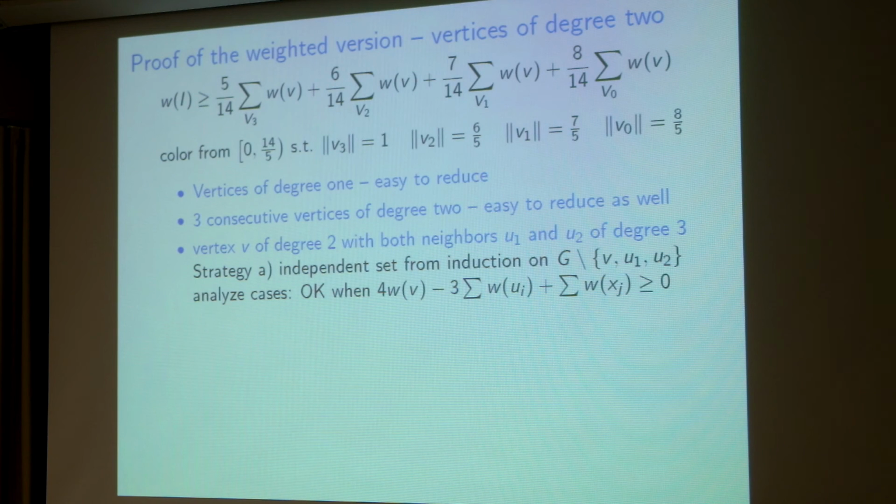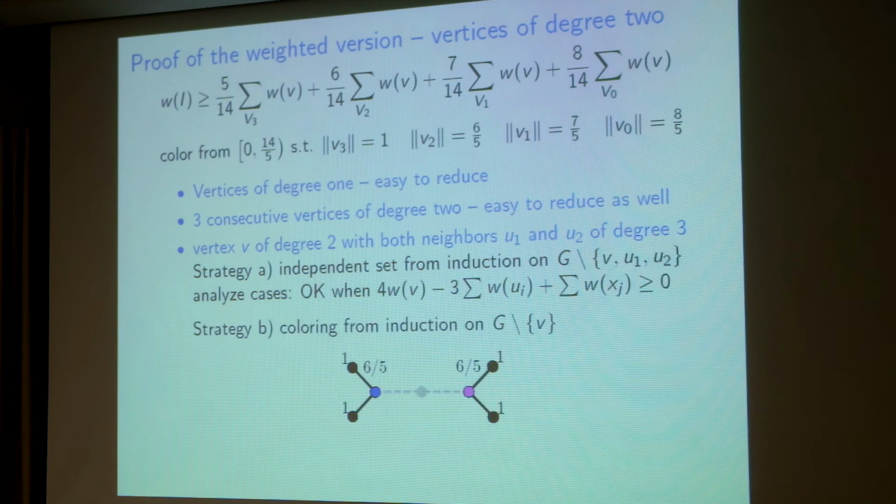So this strategy would work perfectly if there is some relation between the weights of the vertices V, U1, U2, and the remaining neighbors of the vertex U1 and U2. So if such an inequality between the weights is satisfied, I'm in good shape. So what do I do in the other case? Let's try to use the other induction hypothesis we have, the coloring hypothesis rather than the weighted independent set hypothesis. So I remove just the vertex V, and I get the coloring from the induction.